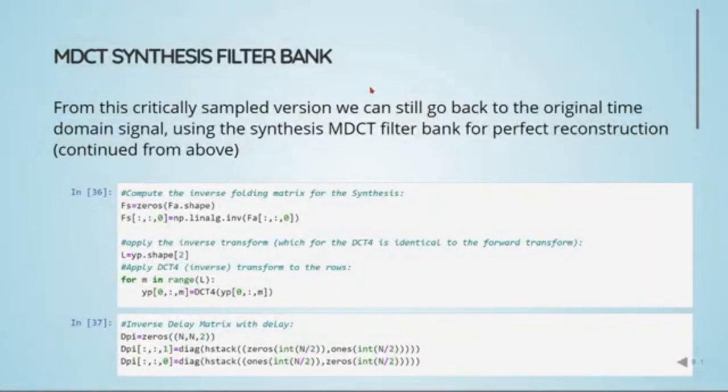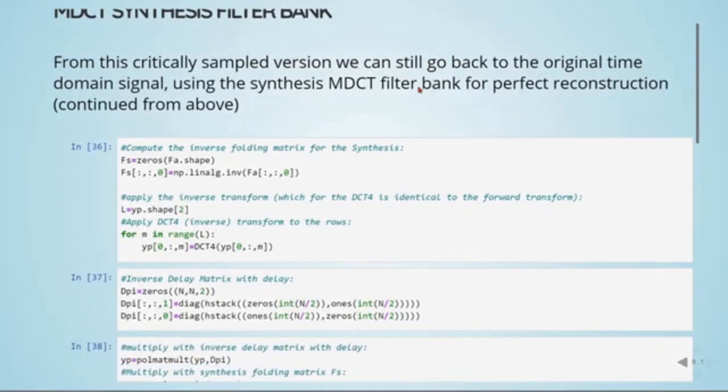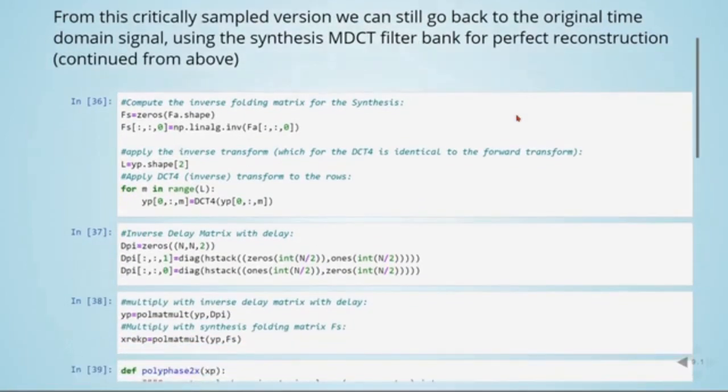From the critically sampled version, we can go back to the original time domain using the synthesis MDCT. So this is what we're looking at now. This is the MDCT synthesis filter bank, and we want to achieve perfect reconstruction. So what we are doing now is computing the inverse folding matrix for the synthesis, Fs.